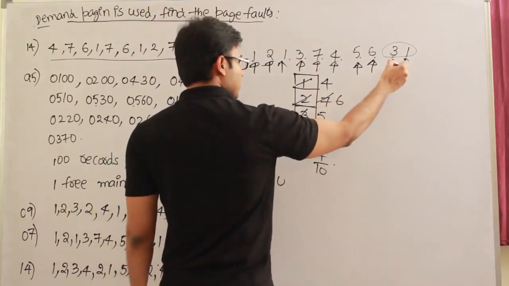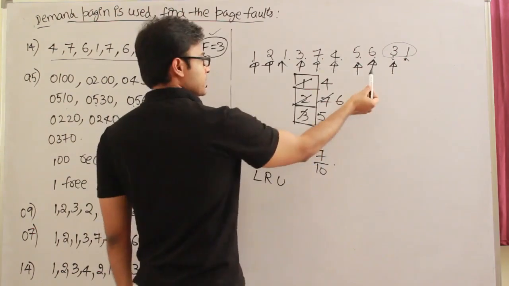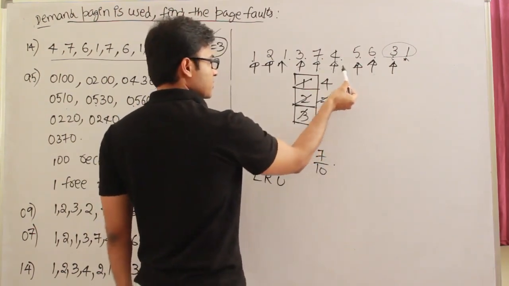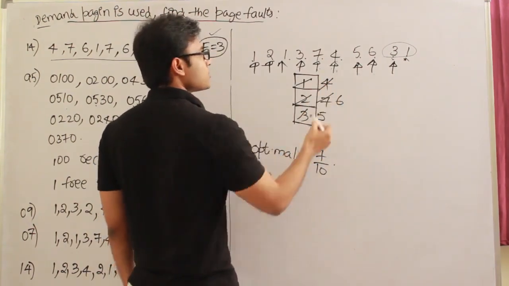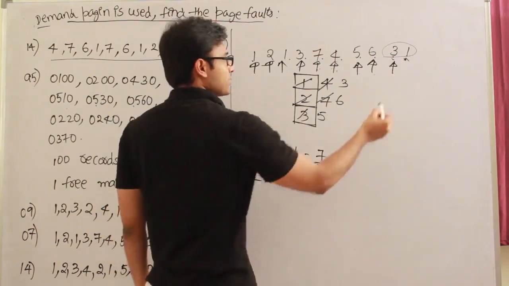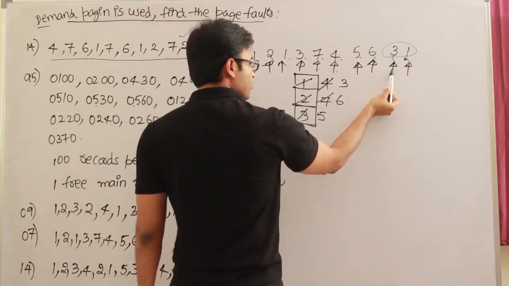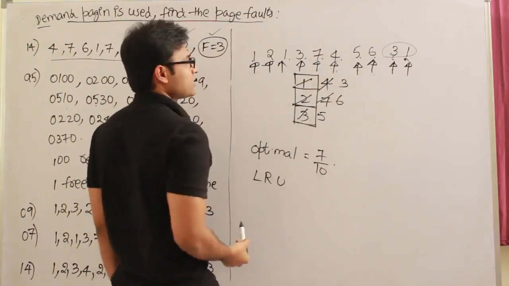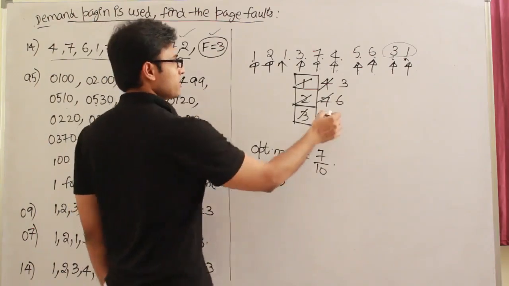And next 3 is required. So 6 is most recently used, 5 is most recently used, 4 is most recently used. Therefore 4 has to be replaced with 3. And next 1 is required. So 3 is most recently used, 6 is, and 5 is the least recently used. Therefore 5 will be replaced with 1.